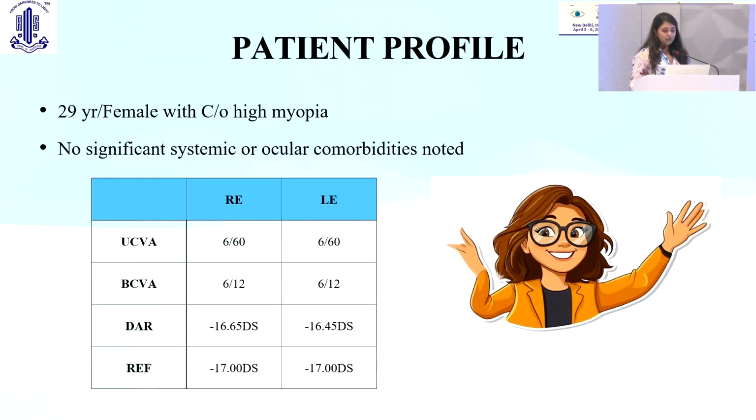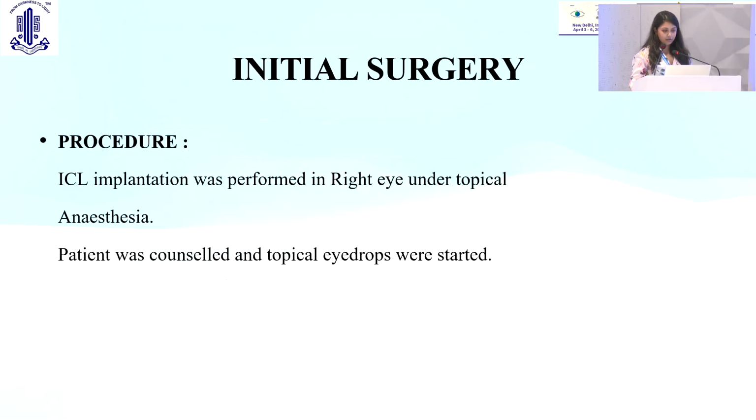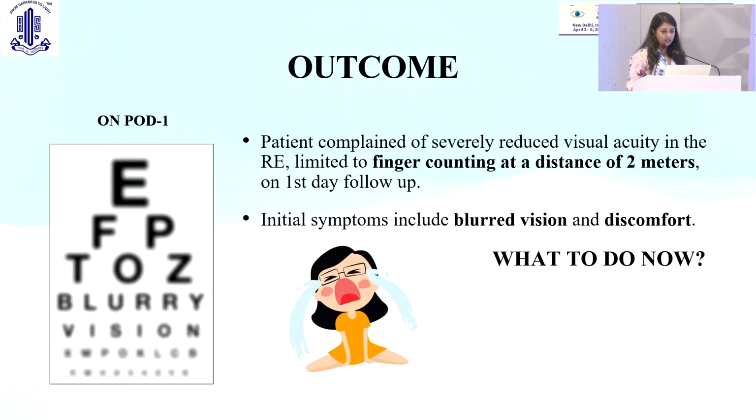A 29-year-old female came with complaints of high myopia. Her uncorrected visual acuity was found to be 6 by 60 in both eyes. Best corrected visual acuity came down to 6 by 12 with a refractive error of minus 17 diopter spherical in both eyes. Initially, ICL implantation was performed in the right eye under topical anesthesia. Patient was counseled and topical eye drops were started.